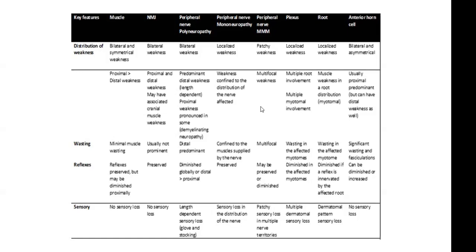It never involves the anterior root. So anterior horn cell is always only motor. Sensory is perfectly normal. Every word I say is important. Every word I have uttered on this table is exceptionally important for you. Okay? So that is that.